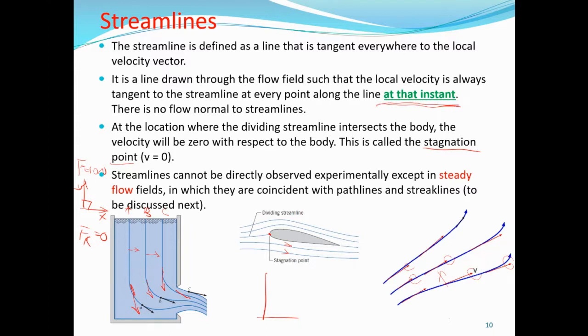Streamlines are instantaneous values. So if time is not a factor, that is when you can observe it experimentally, in which they are coincident with path lines and streak lines. I explained what path lines are. I will explain streak lines in the slides to come. Because they are coincident with path lines and streak lines, you can observe them. And path lines can be observed experimentally using tracer studies, and some cameras to take snapshots to look at how the fluid is flowing.